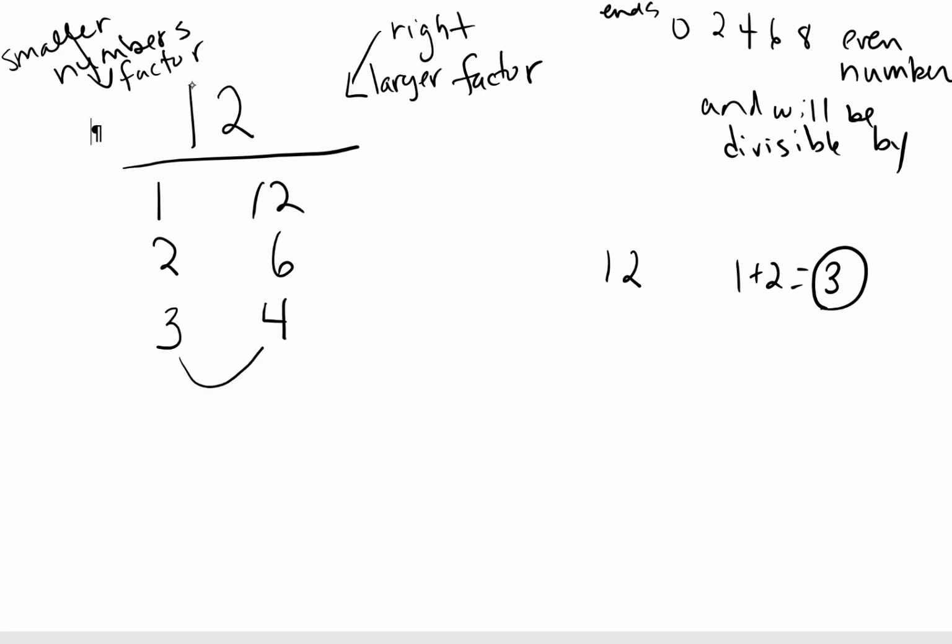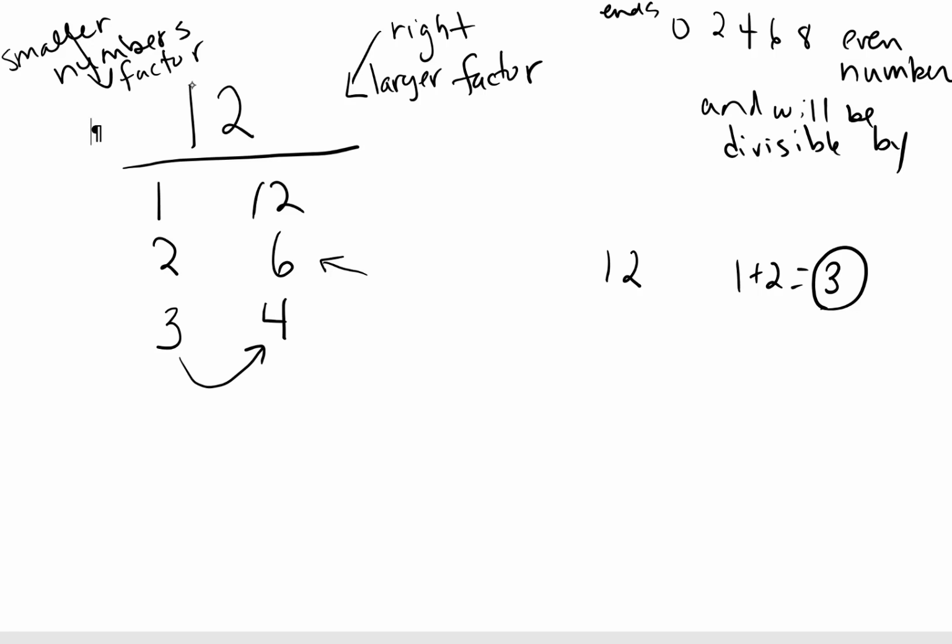Once I wrap around like this and I come to a number I've already found, I've found all the factors. As I go up this way, I've now found all these factors and I would just repeat. So as soon as the numbers wrap around like this, I know I have found all the factors.